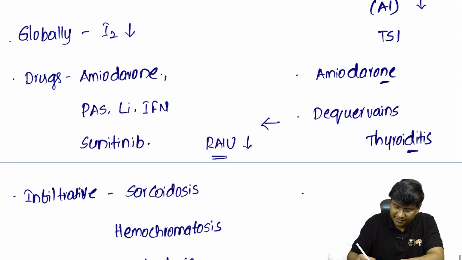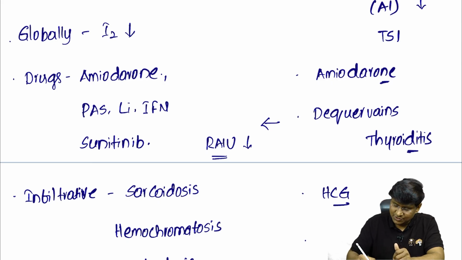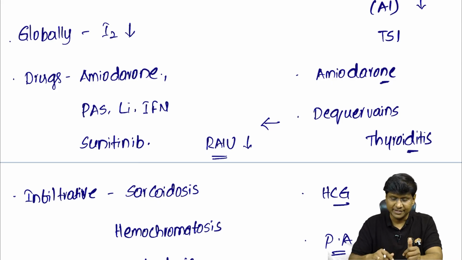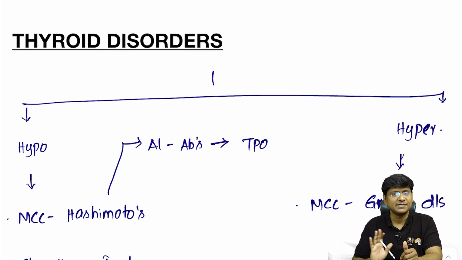Then the other important etiology that causes hyperthyroidism is HCG mediated hyperthyroidism, that includes hyperemesis gravidarum as well as trophoblastic diseases. Even that will cause hyperthyroidism, right? And the next one is pituitary adenoma, that is the thyrotroph type of pituitary adenoma, which will cause hyperthyroidism. So these are the etiologies that cause hypo and hyperthyroidism.